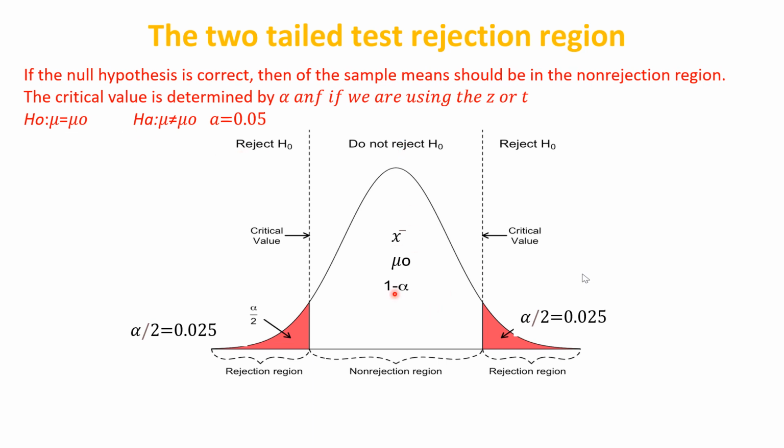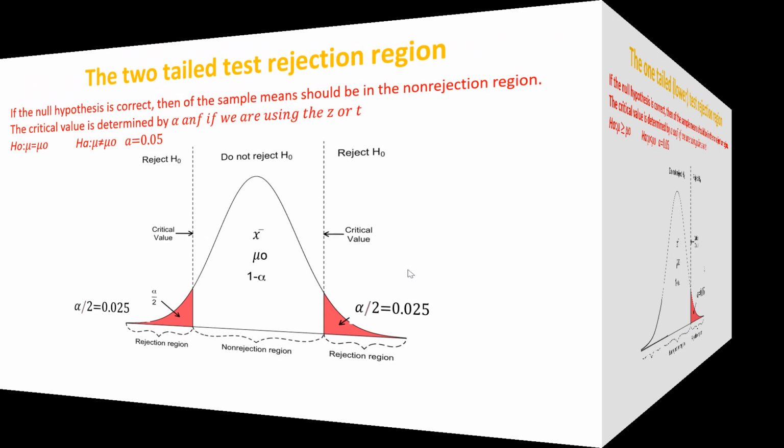So see whether that particular Z or T is lying in this non-rejection zone, then this will be the two-tail test. If it is lying in the rejection zone, then the null hypothesis will be rejected and the alternative hypothesis will be accepted.